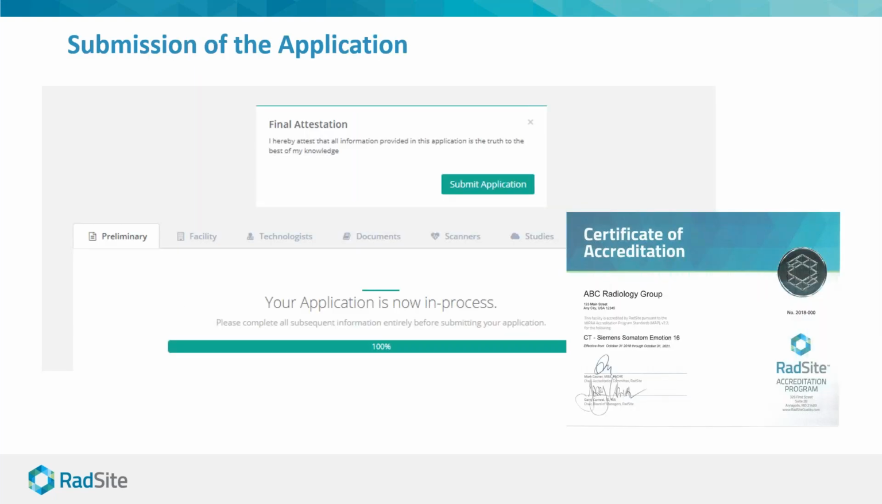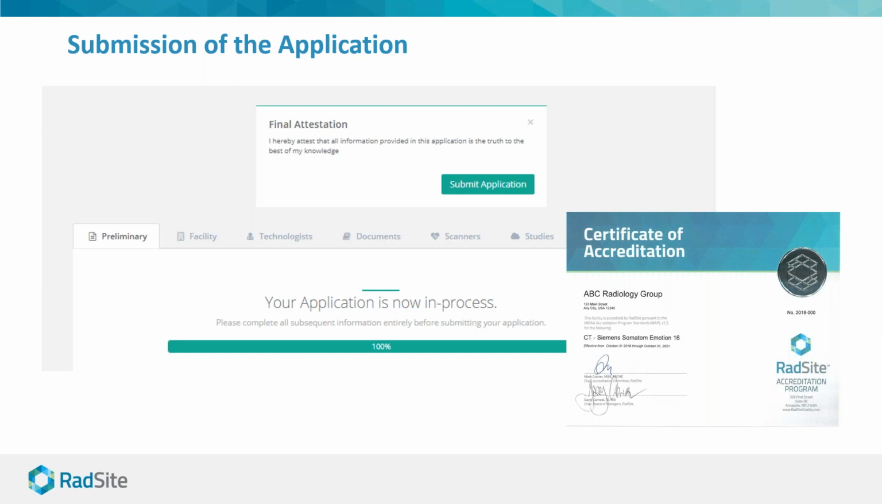Okay, and so this is once you have completed everything. As you can see in the sample here, the application is complete, everything has been done, then you get that final submit button. You can also see here the different tabs that we ask information about. The preliminary is when you're originally setting up the application. Then you move to the facility questions, questions about your technologist, questions and the document uploads. Then the scanner is the questions about your specific scanner, your imaging system, and then the studies is where you get that link to the DICOM grid.